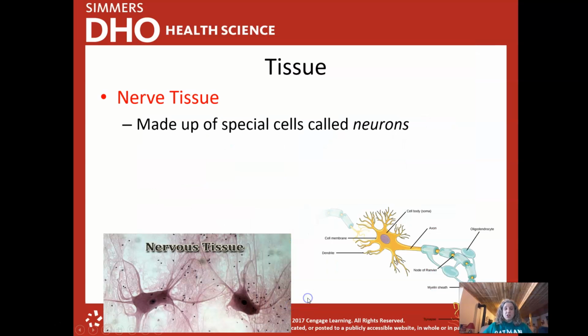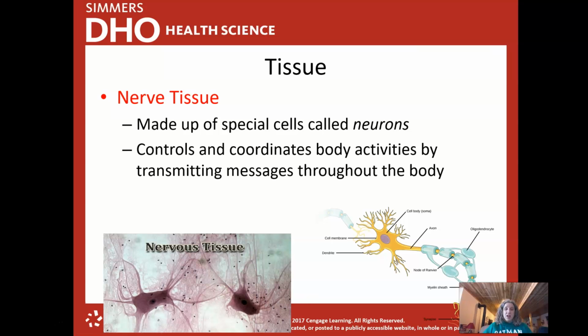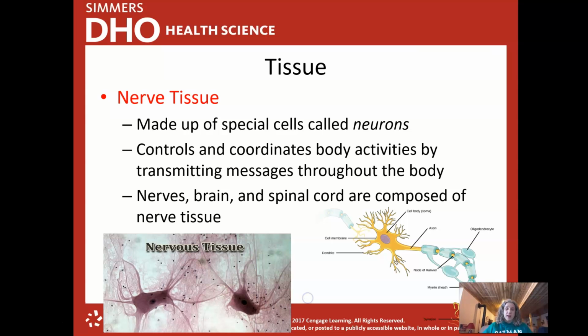We also have nerve tissue, which is made up of special cells called neurons. It controls and coordinates body activities by transmitting messages throughout the body. Nerves, brain, and spinal cord are composed of nerve tissue. So this is what your nervous tissue looks like, and this is a neuron.